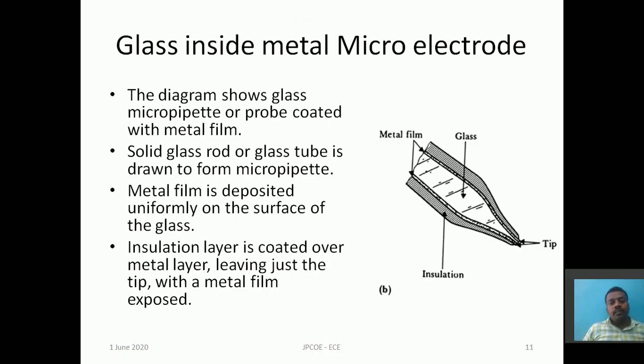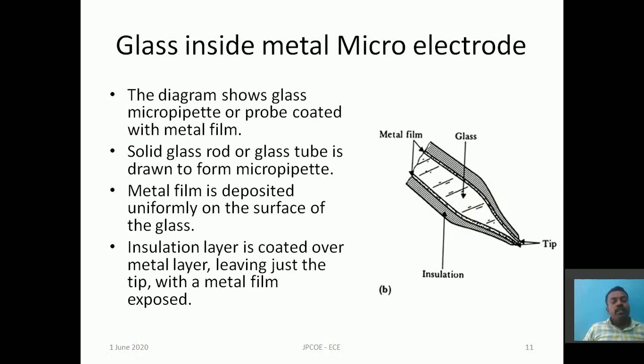This diagram shows a glass micropipette or probe coated with metal film. Here, this is the glass. This is the metal that acts as an electrode. Over the metal we have another coating, which is the insulation. Here we are using a metal film.